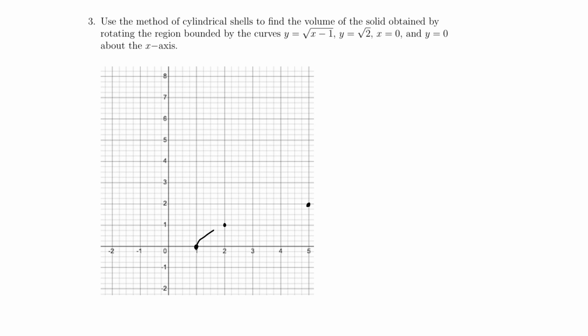But it is your square root function shifted over 1 unit. Y equals square root of 2. I don't have to go very far. Y equals square root of 2 happens when 2 is equal to x minus 1, or 3 is equal to x. So when x is 3, that's going to give me square root of 2 on the y-axis.